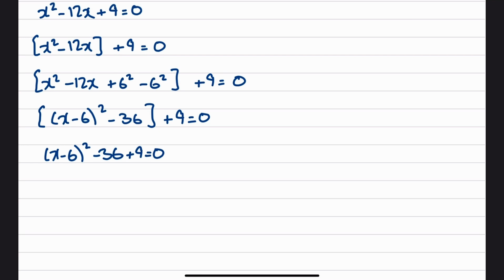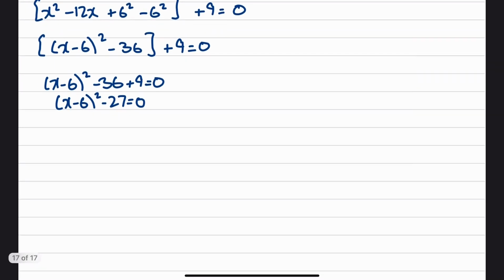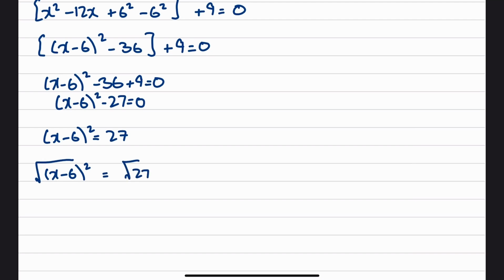Minus 36 plus 9 is minus 27. So x minus 6 whole squared minus 27 equals 0, and now to solve this we isolate our x. How we do that is first take 27 to the other side, so it will become a positive 27. So x minus 6 whole squared equals positive 27, and then we square root both sides, equals the square root of 27.